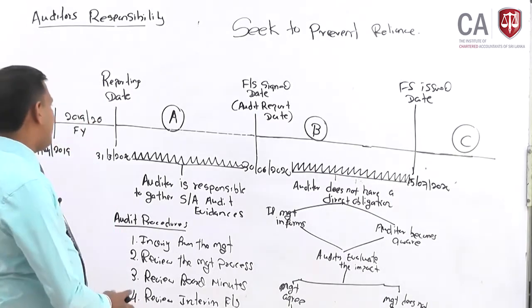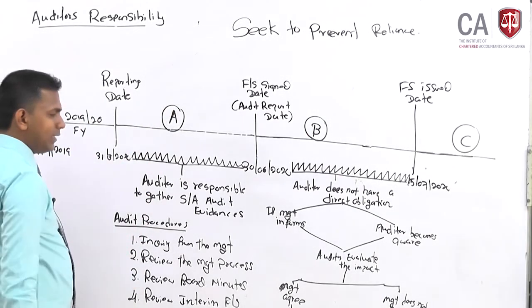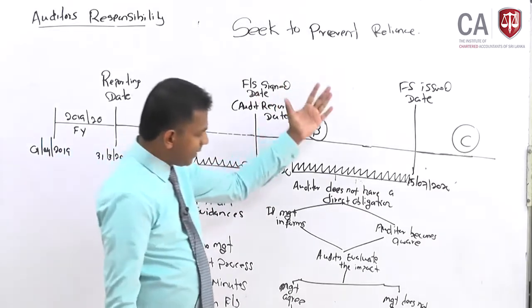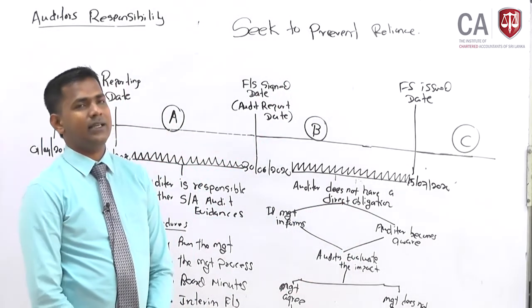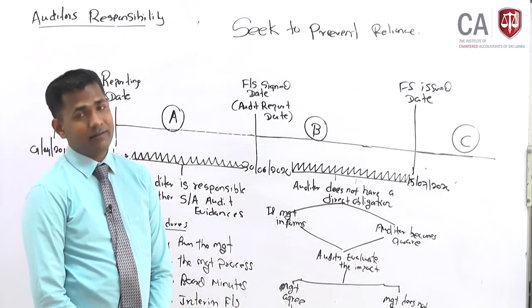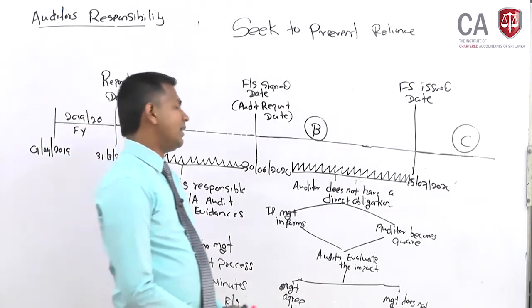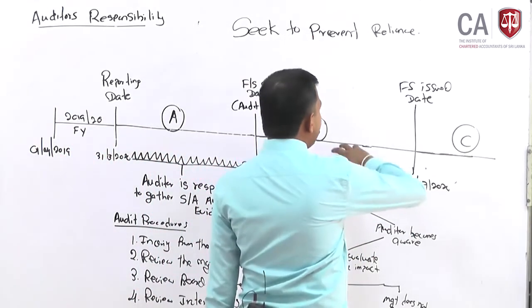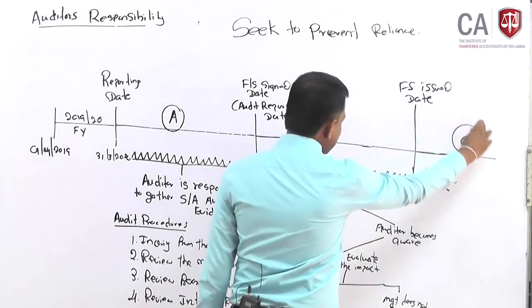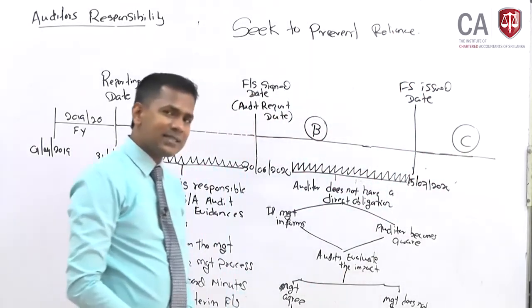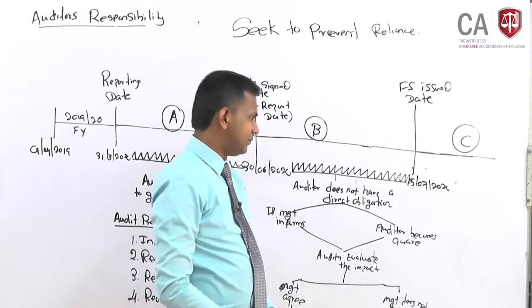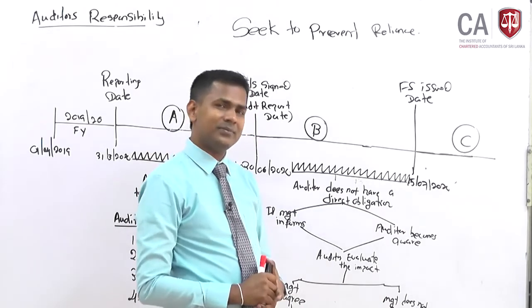Now, very clear. In part A we discussed very clearly what the auditor's responsibility is. In part B we discussed clearly what the auditor's responsibility is, right? Then we are coming to part C. The part C circumstances come like this. It's very nice. What is that?